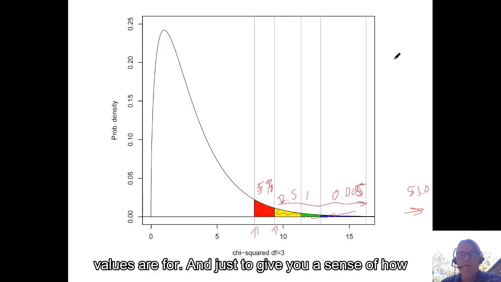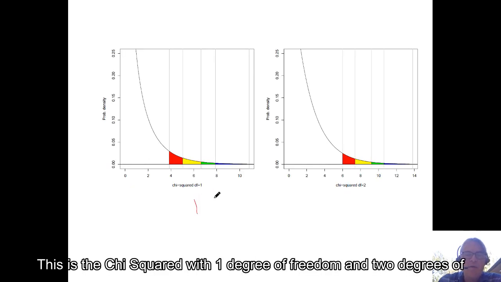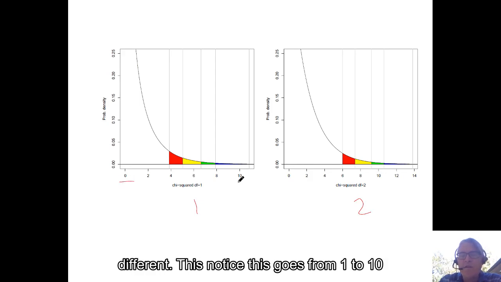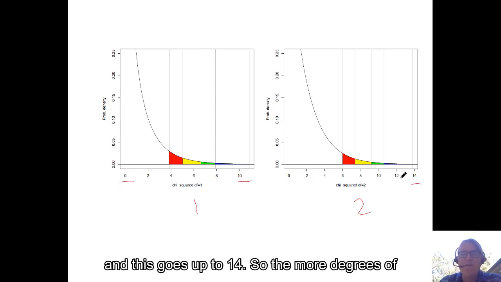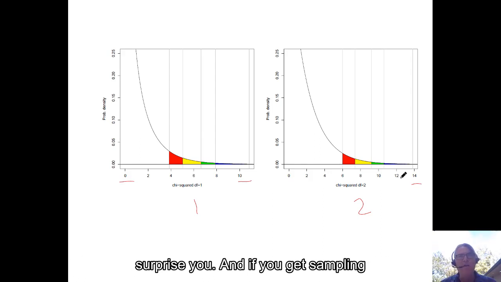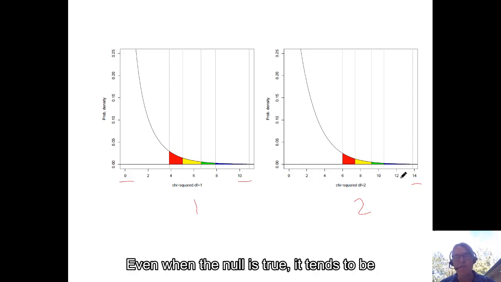And just to give you a sense of how different chi-square distributions look, this is the chi-square with 1 degree of freedom and 2 degrees of freedom. The scales here are different. Notice this goes to 10 and this goes up to 14. So the more degrees of freedom, remember, that's the more ways the data can surprise you. And if you get sampling error in there, it basically means the test statistic, even when the null is true, tends to be larger and larger.